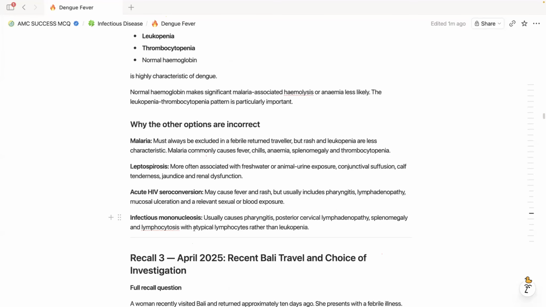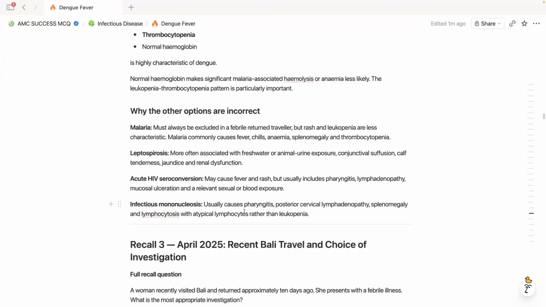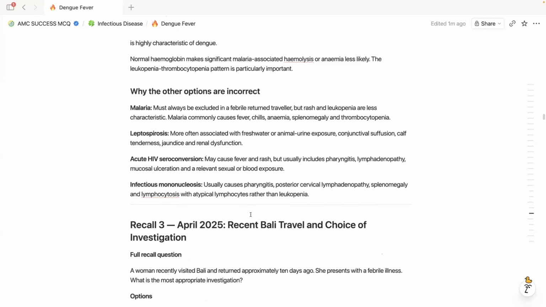Why not infectious mononucleosis or EBV? This causes pharyngitis, posterior cervical lymphadenopathy, splenomegaly, and lymphocytosis, which is atypical lymphocytes rather than leukopenia. In malaria, this is a febrile return from travel, but rash and leukopenia are less characteristic. Malaria also can cause fever, chills, anemia, splenomegaly, thrombocytopenia.